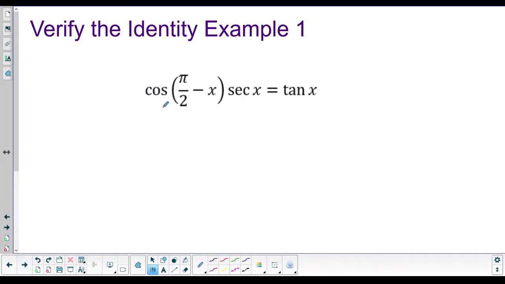So we want to take cosine of pi over 2 minus x times secant of x and turn it into tangent of x. Okay, think to yourself, which side is scarier? Is it this one? No. I knew it. I knew you guys were right. Of course it's not this one. This one is one thing with a variable, no coefficients, no fractions, no nothing, right? So it's not that one.